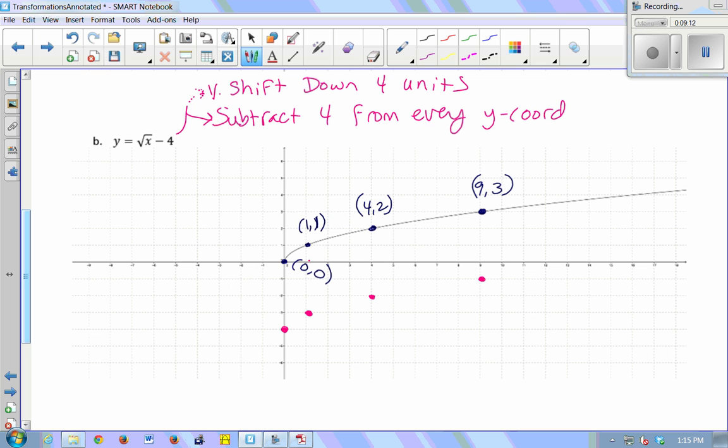Took every point, moved it down 4. And what that causes is the y coordinate to decrease by 4. All my y coordinates decrease by 4. And then if I connect those, nice smooth curve, it looks just like my parent function, but shifted down 4 units.